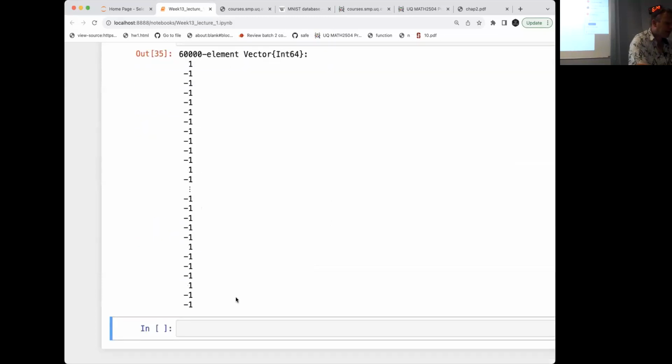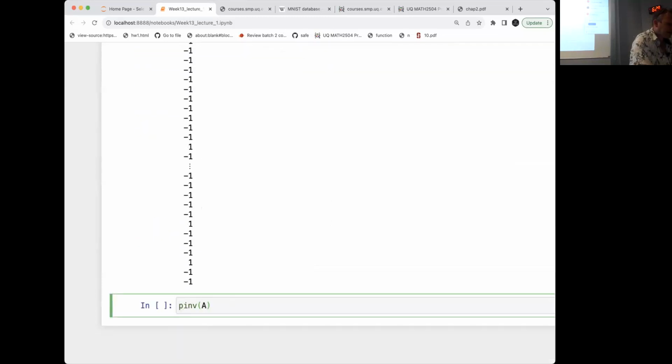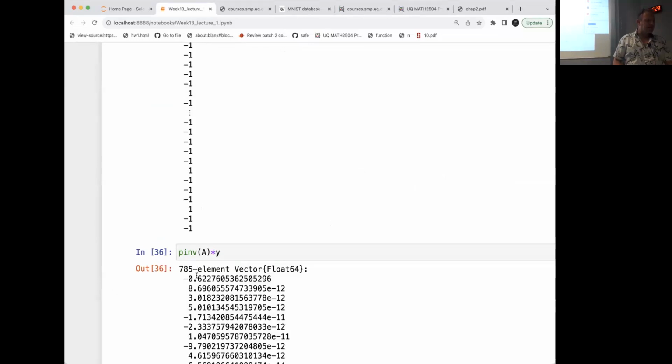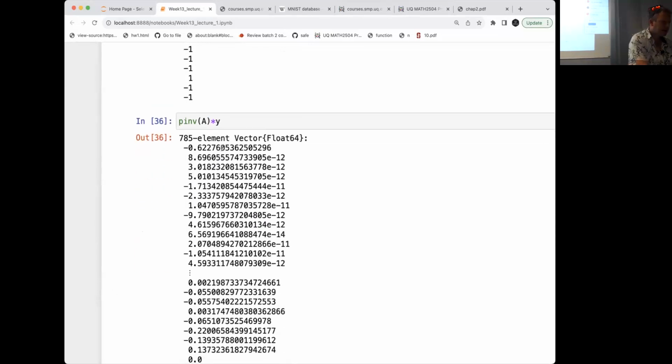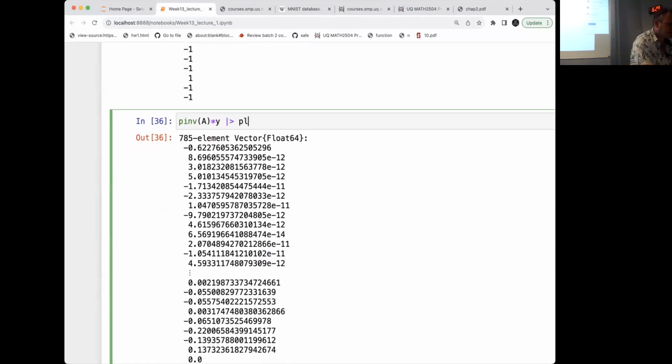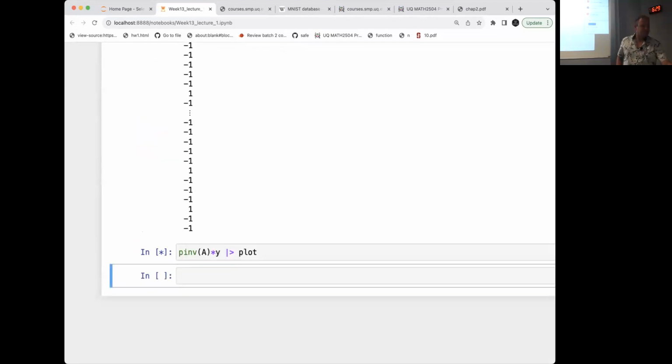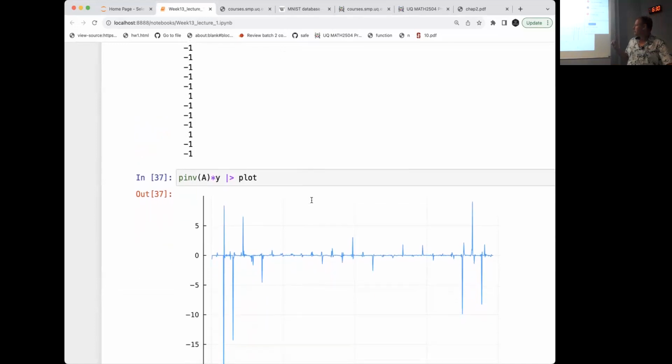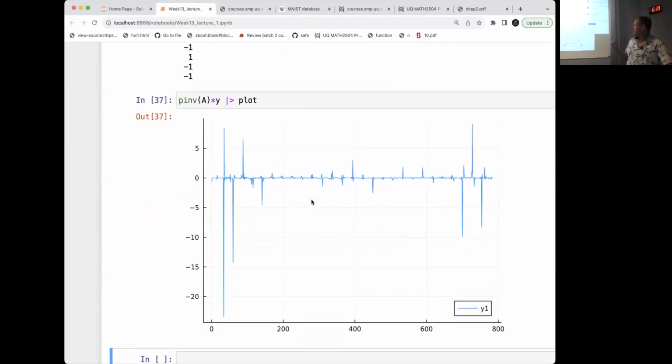So if I do pinv A times y, it computed the pseudo inverse, and it's going to give me now the beta. So these 785 things, and let's actually also plot this guy, just so we see something. Okay. So these 785 values are the beta coefficients per pixel. Most pixels are close to 0, but for some pixels beta is very positive and very negative.